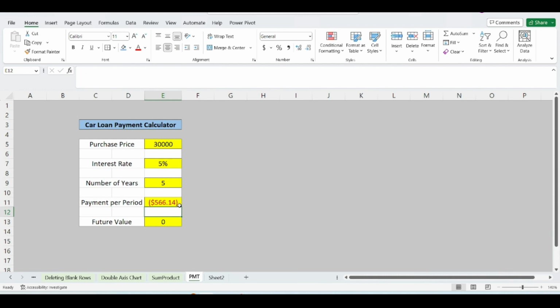And we see it's negative because it's the way it calculates cash flows in Excel. It's saying that we received a $30,000 car, and then in return, we give away $566 every month. So that's kind of what it's translating to.